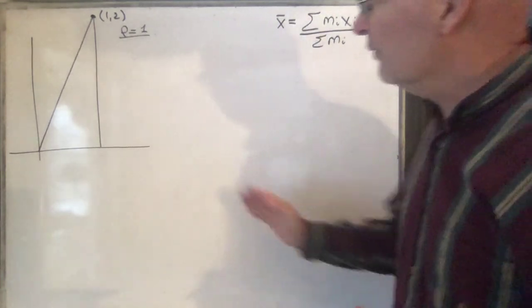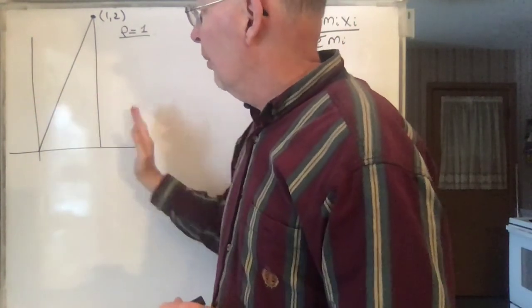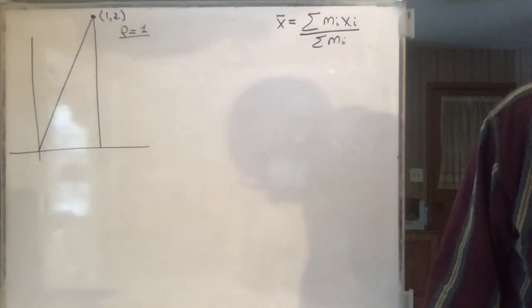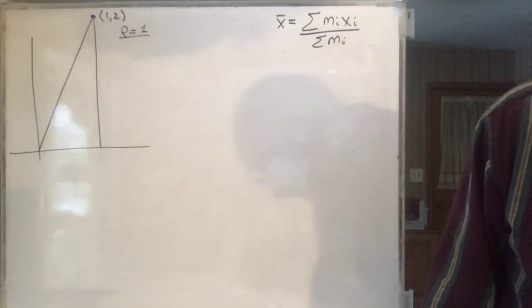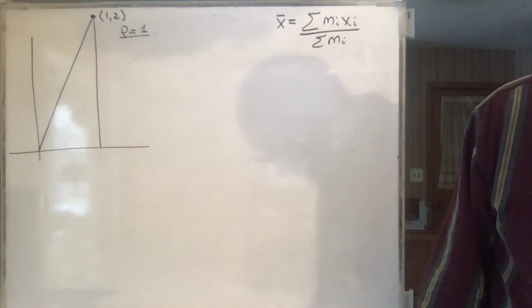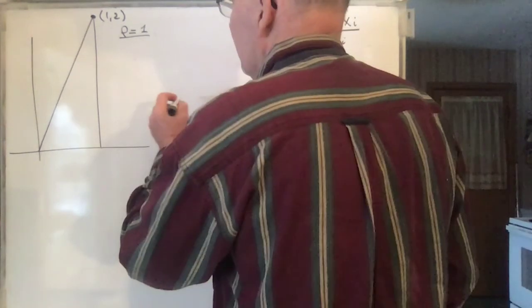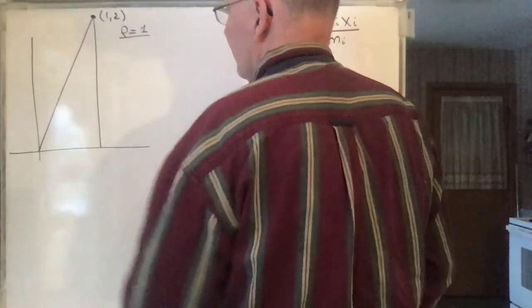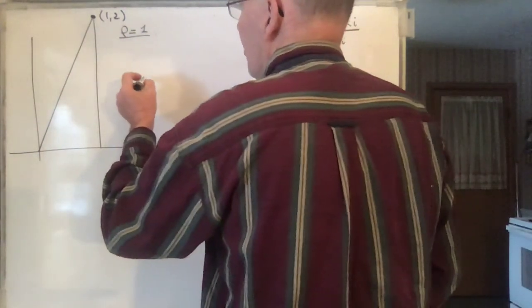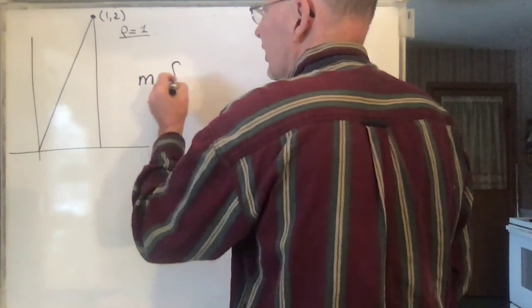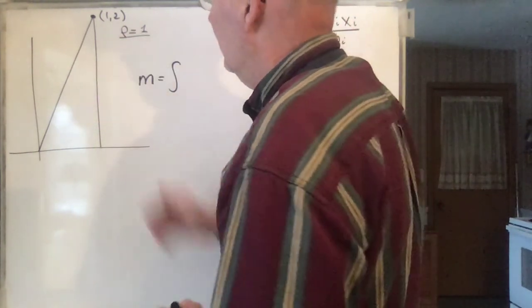So now we have 2 dimensions to worry about, both in the x direction and the y direction. So first of all, let's find the mass of the thing. So the mass of it is going to be what you get just by basically finding the area.